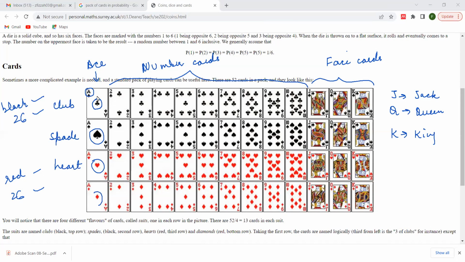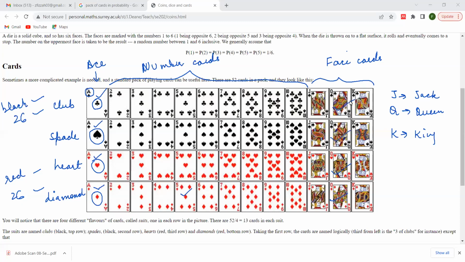So this card will be called ace of club. This is ace of spade. This is ace of heart. This is ace of diamond. This is five of diamond, like this. And this is queen of diamond. This is queen of heart, queen of spade, queen of club, like this. Jack of heart, jack of spade. So I hope it's clear now.